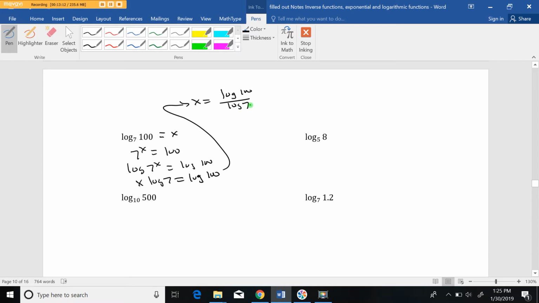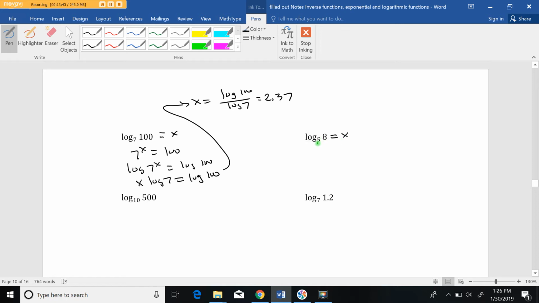Give me a moment here to get a value. I get about 2.366. Let's call it 2.37. I'm going to do one more, and then I'm going to leave these two as exercises to the reader. Let's work on this one right here. So this is equal to some number. Let's call it x.